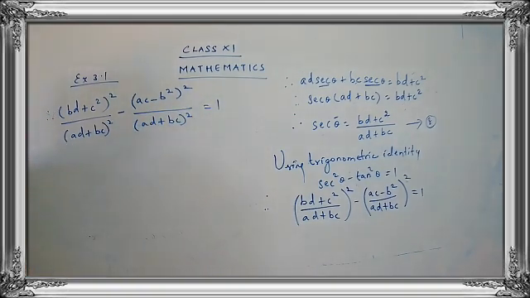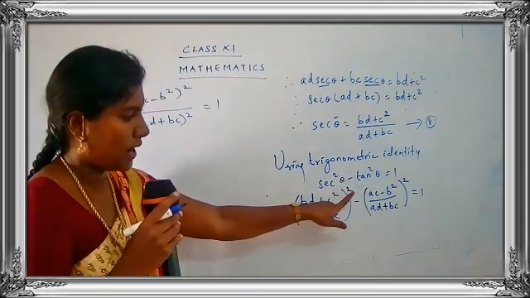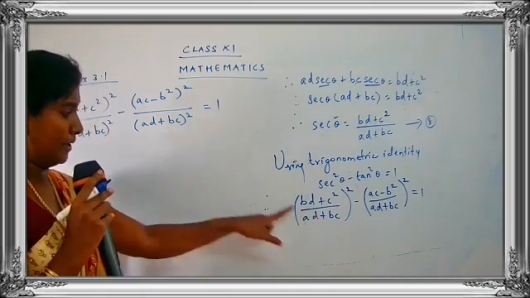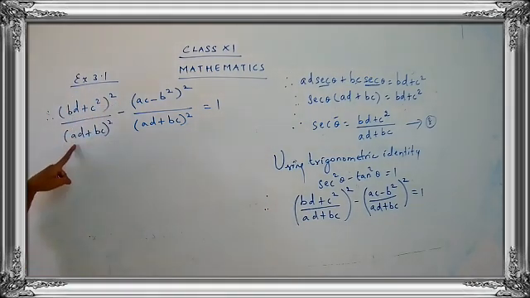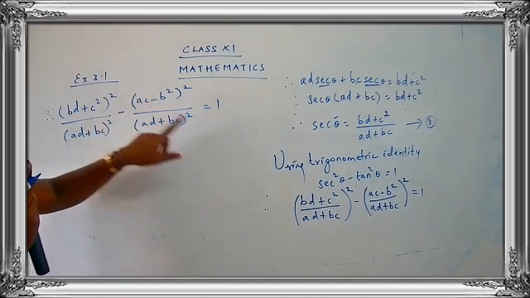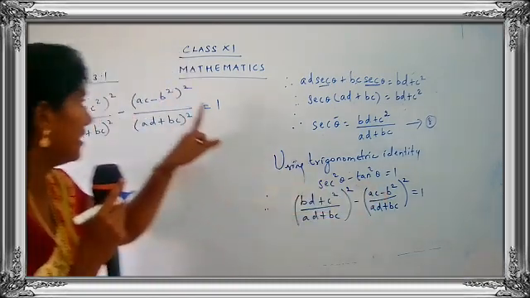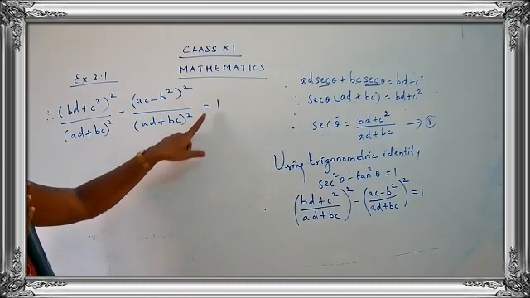Are you clear, children? What I have done, you have a square term, yes? The square is given to numerator and denominator. (BD + C) the whole square, (AD + BC) the whole square. Similarly here, (AC - B) the whole square, (AD + BC) the whole square. This is equal to 1.